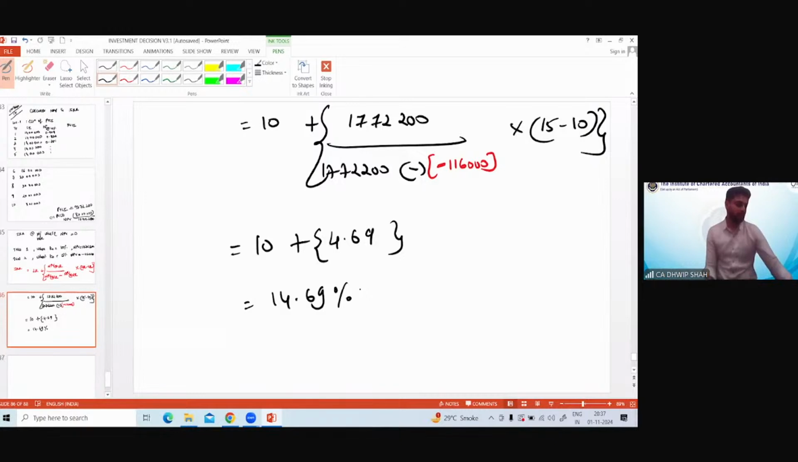And how do you interpret IRR? It is the maximum earning capacity that the project holds. It means beyond this rate, the project will not be able to generate a return for you. So if your requirement is above this rate of 14.69%, then don't go for this project, because the maximum earning capacity of this project is only up to 14.69. After that, its capacity ends. So look out for other projects. This is how you interpret IRR.